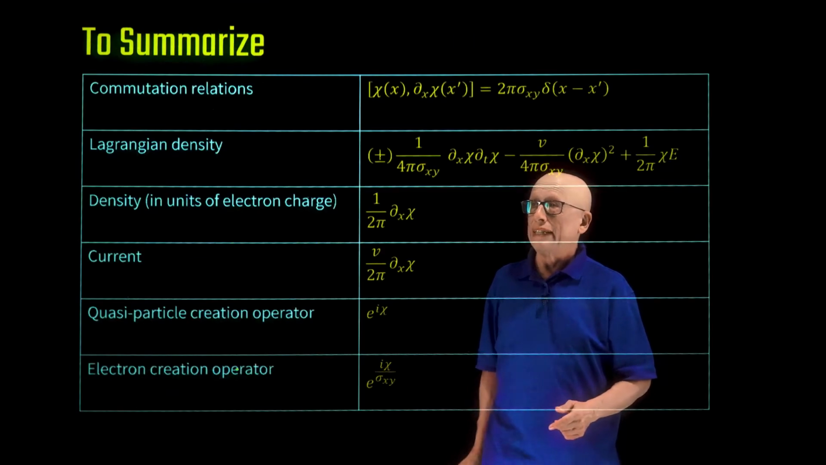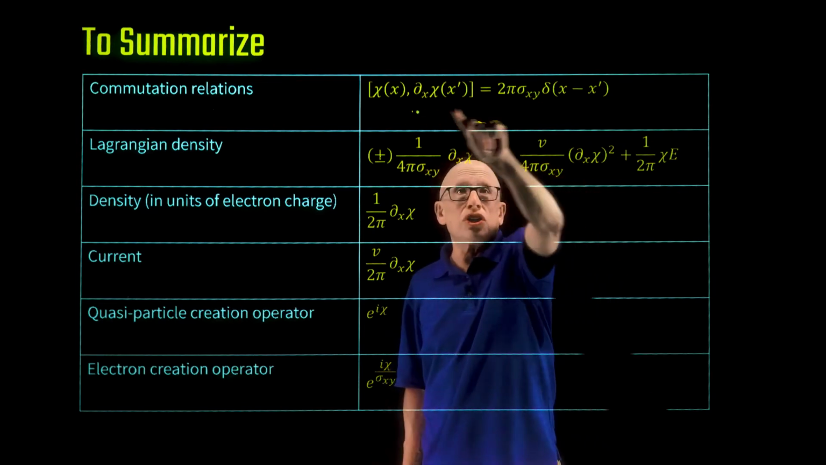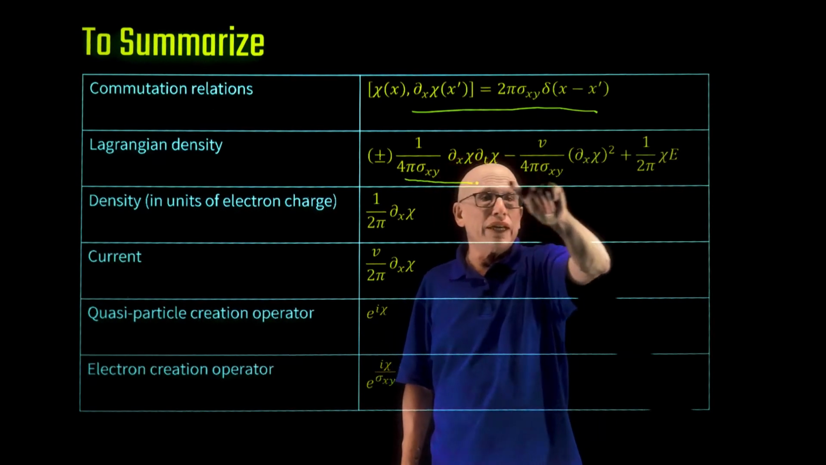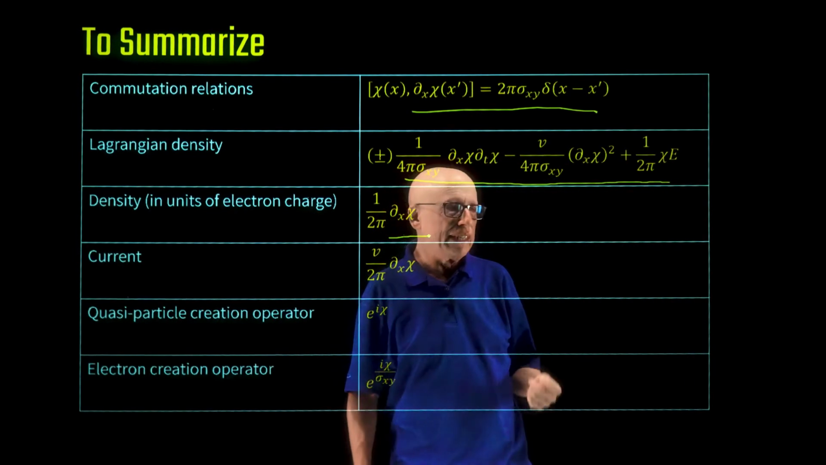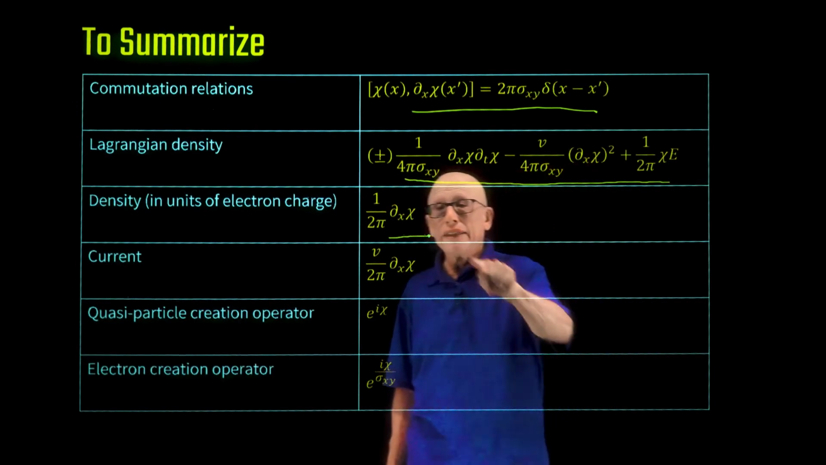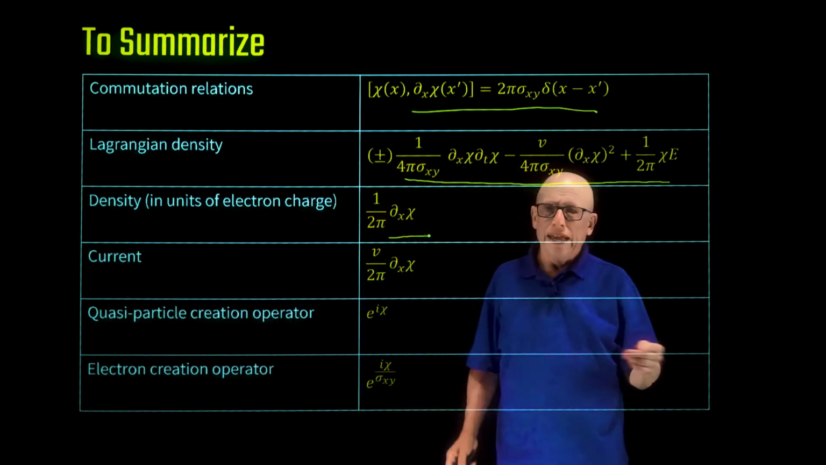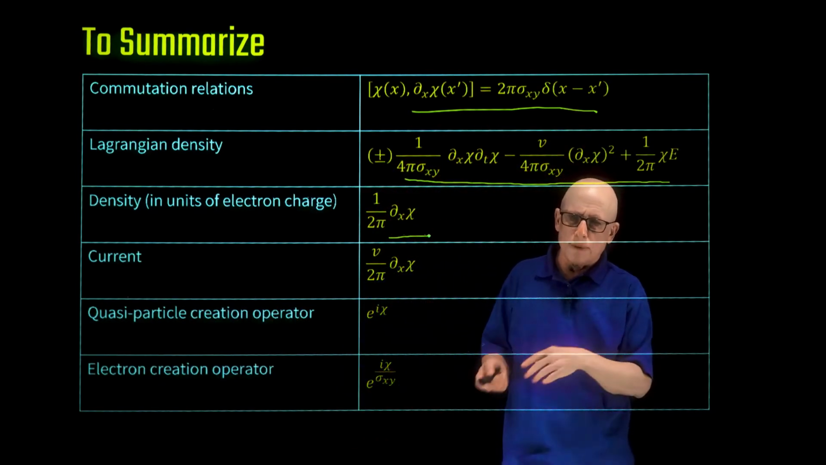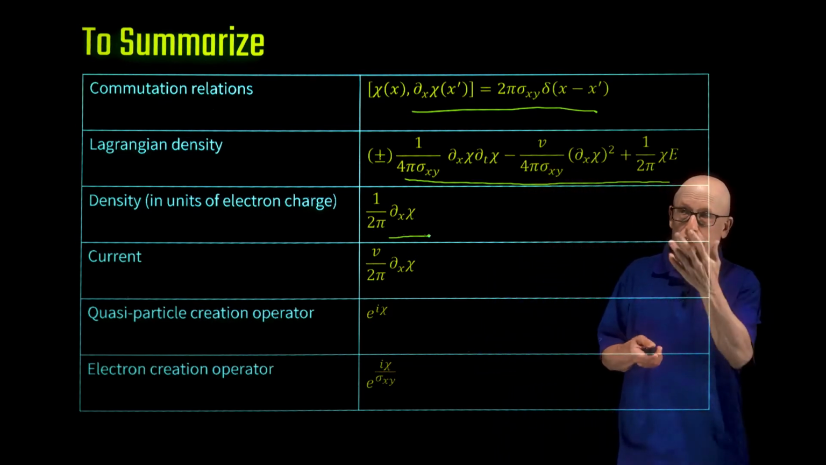To summarize this, we can put this in a table. We saw this commutation relation, we saw the Lagrangian density, we identified the density as a derivative with respect to position of chi. The normalization, basically all these factors of 2 pi can be made to come or to go based on normalizations of the field chi.